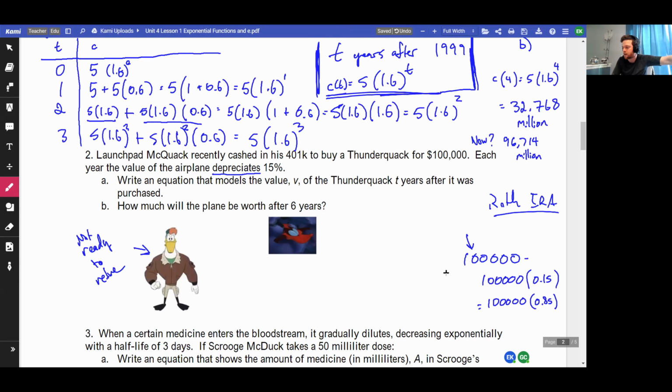All right, so we're not going to do this entire problem, but you can imagine what the formula is going to look like. 100,000 times 0.85 to the t. And that'll tell you, so plug in 6, and then you're going to know how much that plane is worth.